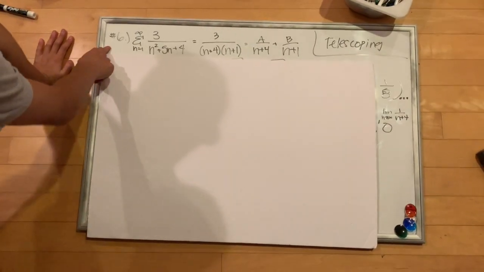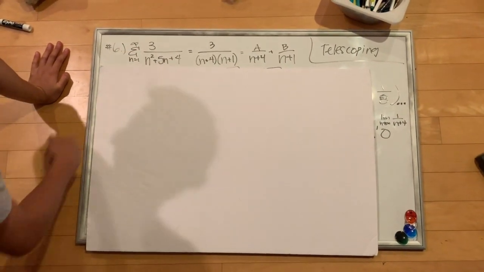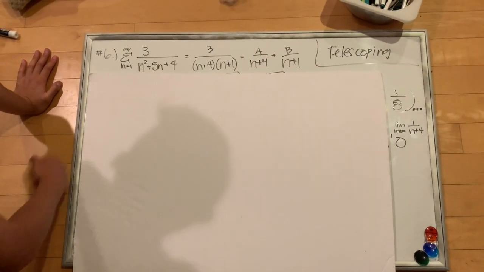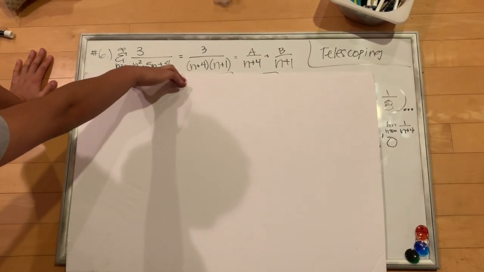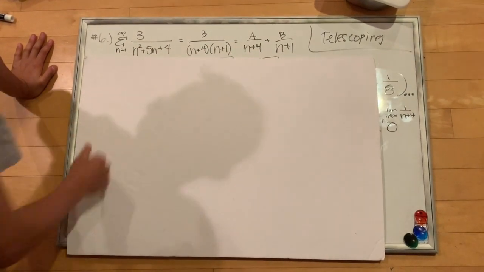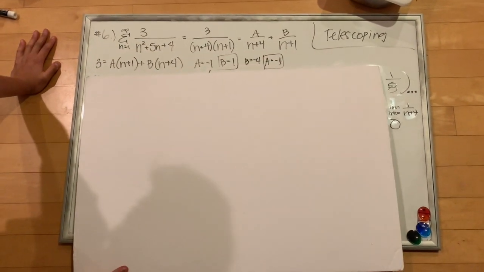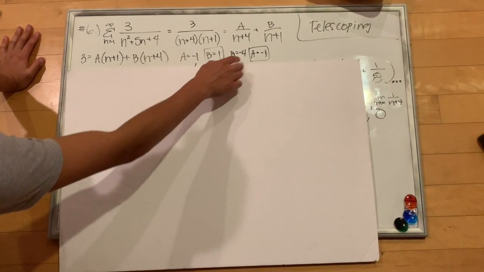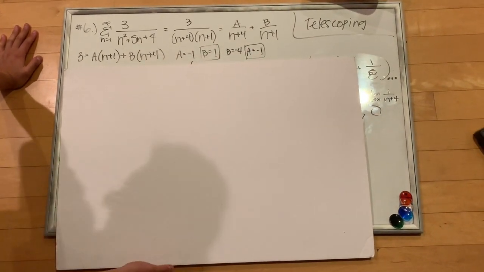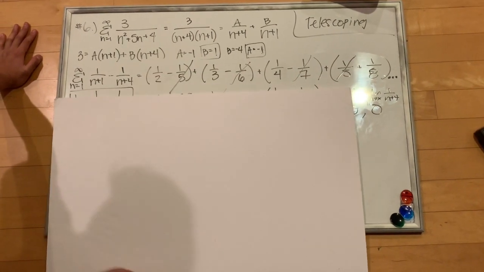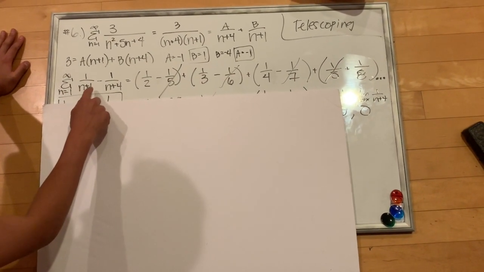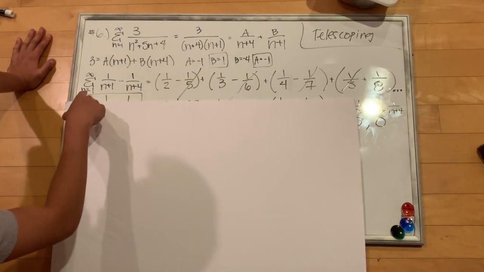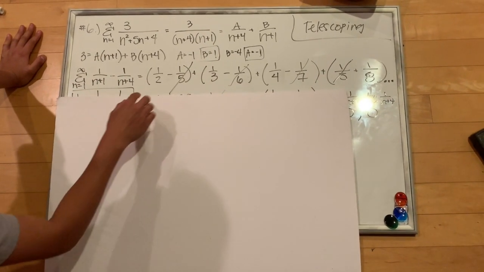Now we have number 6, which is the sum from 1 to infinity of 3 over n squared plus 5n plus 4. And what we want to do here is use PFD. So we set up our equation there, and then we plug in our wanted values for A and B, and we get our outputs as 1 and negative 1. So we get that our equation is the sum from 1 to infinity of 1 over n plus 1 minus 1 over n plus 4.